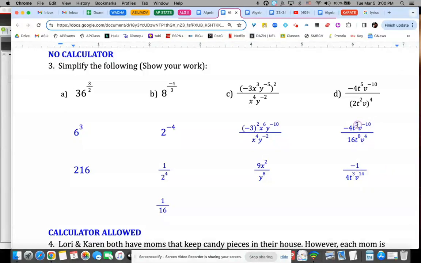Here I got t to the 5th and t to the 8th. There's more on the bottom than there is on top, so I end up with t cubed on the bottom. The negative stays negative, and some people get confused with the negative. It doesn't matter if the negative is put on top or in front or on the bottom. It's all the same thing. Just put the negative in there somewhere. But 4 into 16 divides in 4 times, so that's 4 on the bottom.